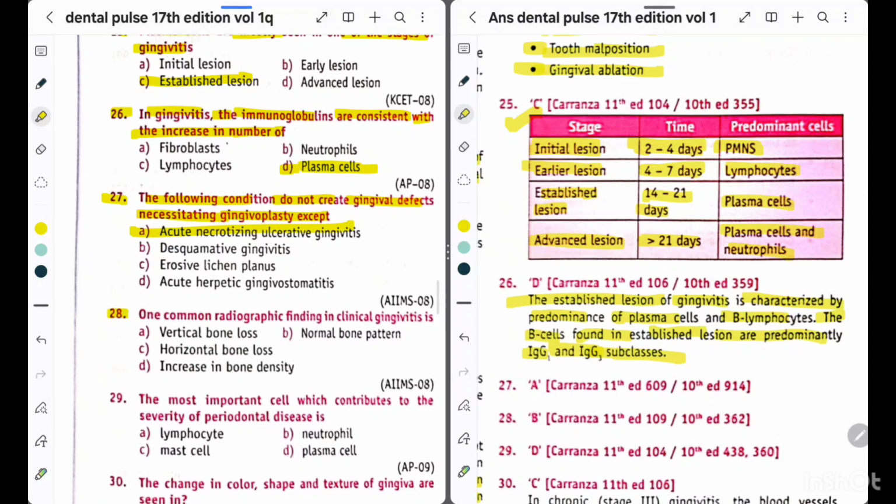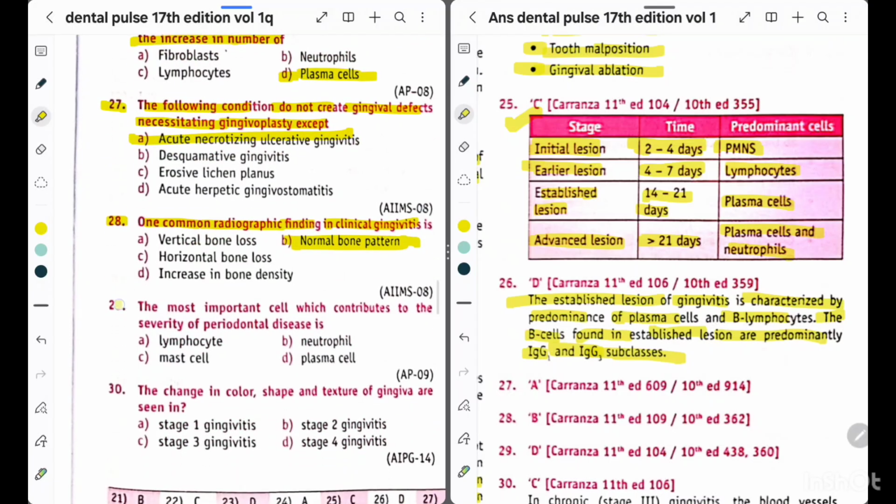Now question 28. One common radiographic finding in clinical gingivitis is option A, vertical bone loss, option B, normal bone pattern, option C, horizontal bone loss, option D, increase in bone density. So the answer is option B, normal bone pattern. The common radiographic finding in clinical gingivitis is normal bone pattern.